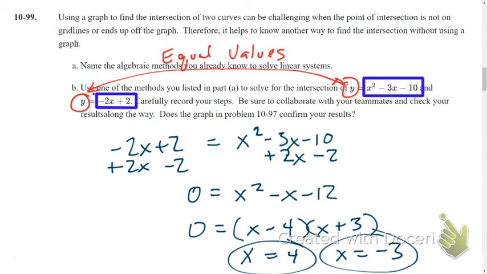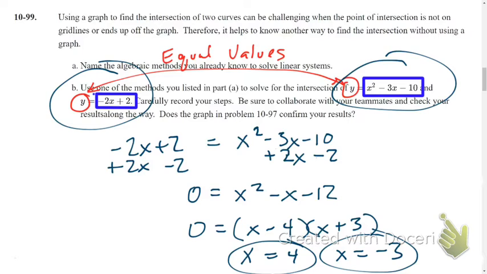Alright, so hopefully you guys used the same method I did. You didn't have to, but this is probably the most straightforward method. It's the equal values method. Since both of those equations equal y, y is obviously equal to y, so whatever y equals in this equation is going to be the same as whatever y equals in that equation. So in essence, we're setting those two equal to each other, and we get this.